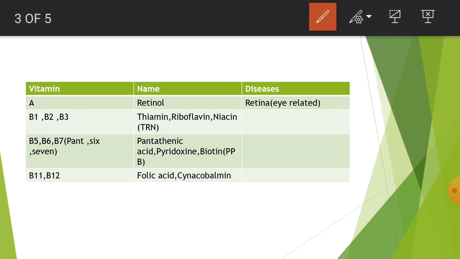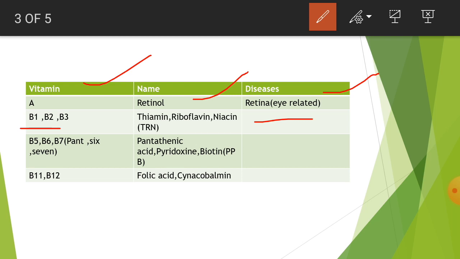On the leftmost side you'll find the vitamin, in the middle you'll find the name, and here, if there is any trick, you'll find it here. So A is retinol, which is related to retina, and the diseases are eye related. Whereas in the second row you can learn B1, B2, B3. So you have to learn in chunks.